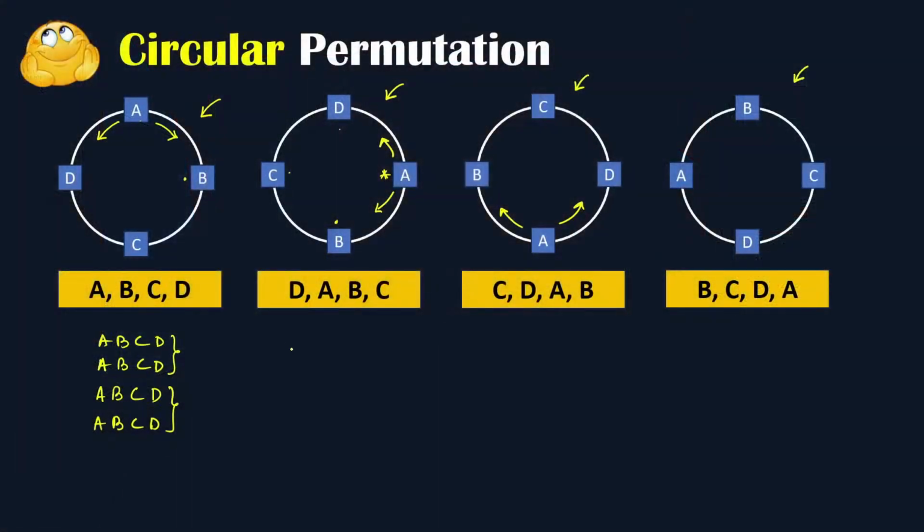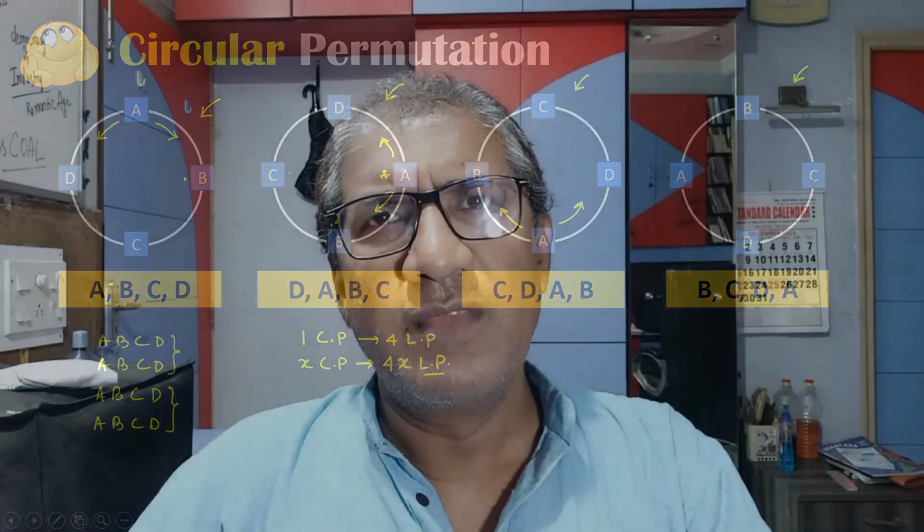Let us say the total number of circular permutations for these 4 people be X. So what will I write? For one circular permutation, there are 4 linear permutations of these 4 people. So I have said that, let us say, the total number of circular permutations for these 4 people A, B, C, D be X. So for X circular permutations, the total linear permutations will be what? 4 times X. This is the total linear permutations. Tell me, yes or no?